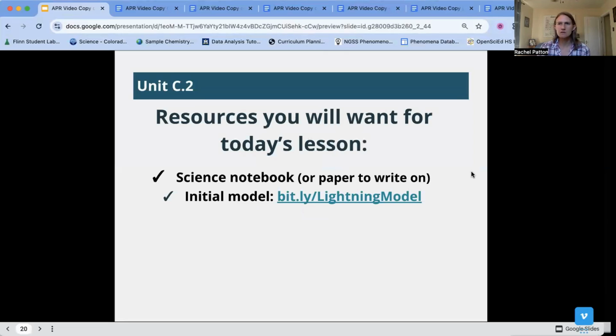You'll need your science notebook or a piece of paper to write on if you don't have your notebook with you. And you will need this bit.ly link for your initial model. You don't need to open it now. You'll see the link again when you need it.